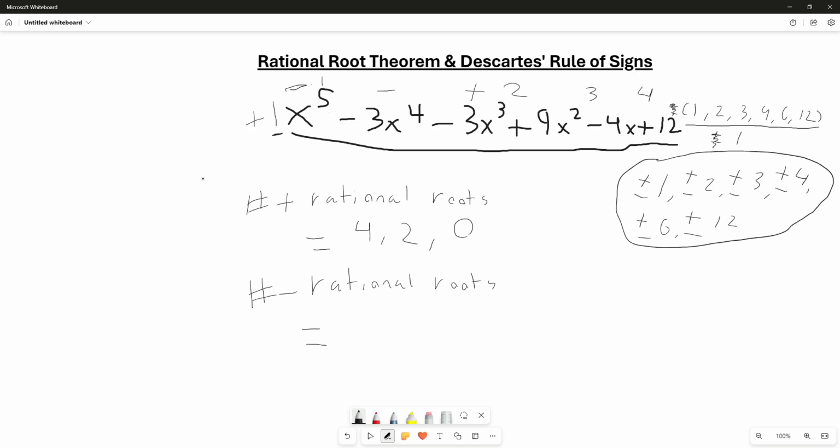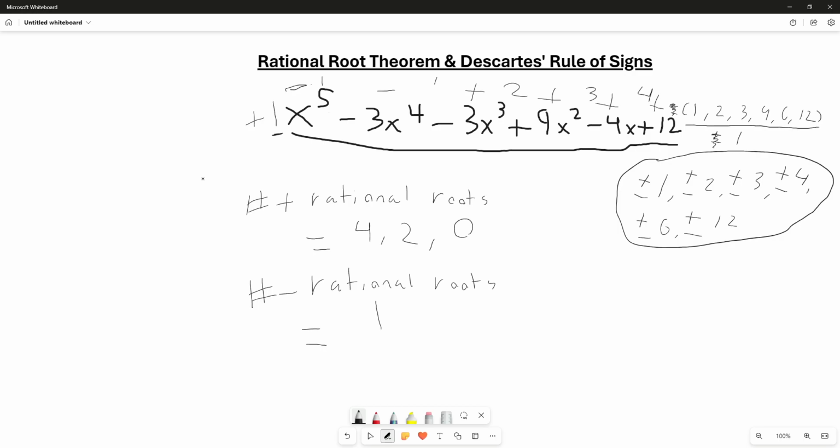Since this is even, the sign doesn't change, so this is positive. Since this is odd, we know that the sign does change, so this is positive. And this is just a constant, so we know that this stays the same, so this is positive. So when x equals -1: negative, negative, positive, there's one sign change. Positive, positive, positive. So there's only one sign change. So we know that there can only be one negative rational root for this function.